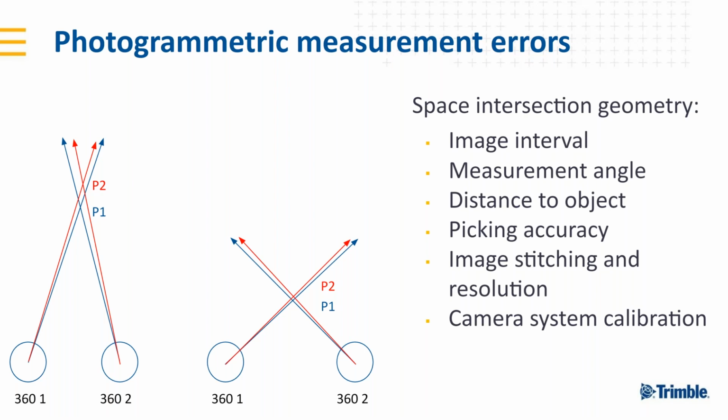And things which you should consider when doing photogrammetry are the image interval, measurement distance to the object, and measurement angle, which of course comes from the distance and the image interval. Also your picking accuracy, so how accurately you pick the point. This has an effect. Also inside the system, the image stitching, the resolution of the image, and camera system calibration are things which affect this accuracy.